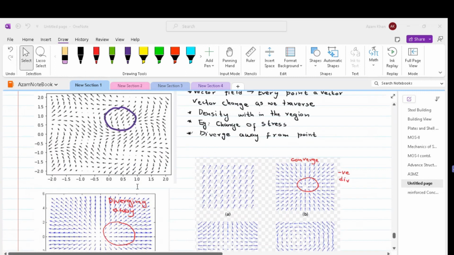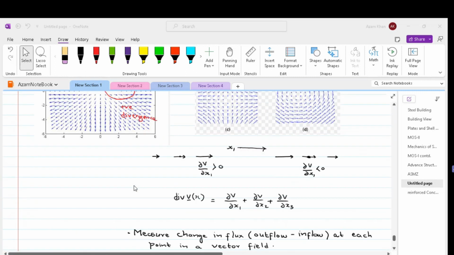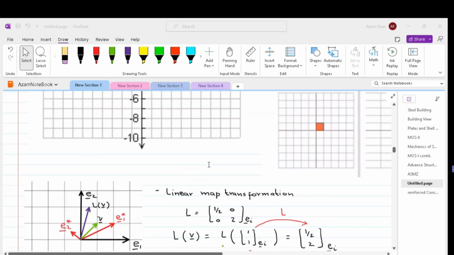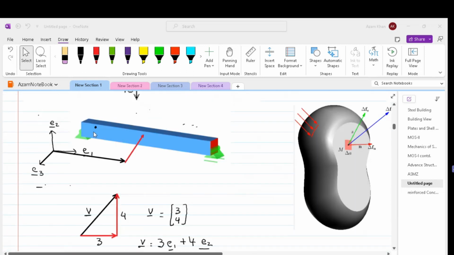Based on the discussion we have made, we can say that divergence of a vector field is equal to partial v by partial x1 plus partial v by partial x2 plus partial v by partial x3, where v is a vector field and x1, x2, and x3 are the axes of our coordinate system. The coordinate system is shown in this figure.